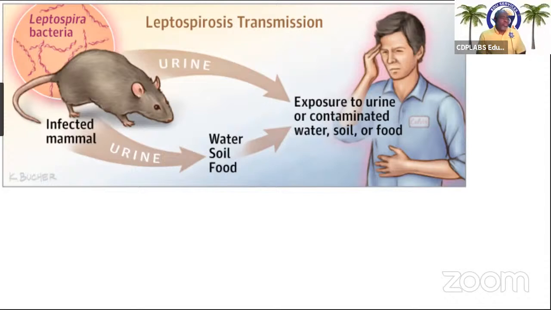Right? Good. So the infected rat is carrying the bacteria. So it's a carrier, a vector. And so I told you before, what does it do now? It passes it in the urine into the water, the soil, and the food. And then people are exposed to the urine or contaminated water, soil, or food. That gets the man sick.